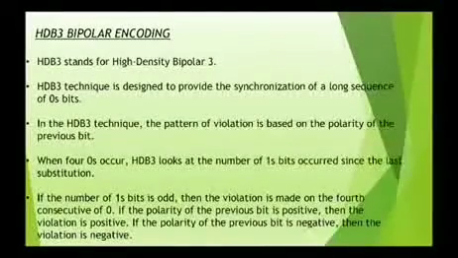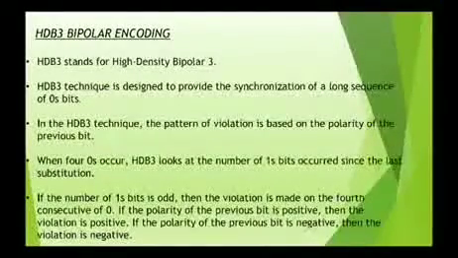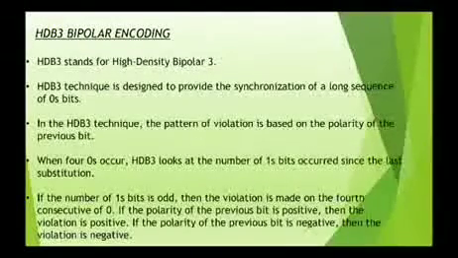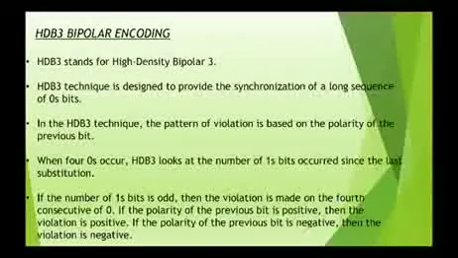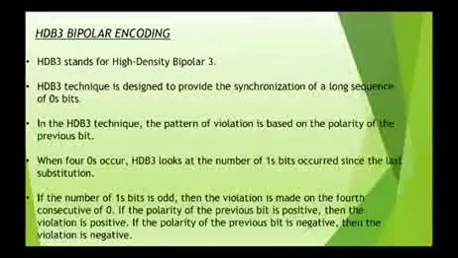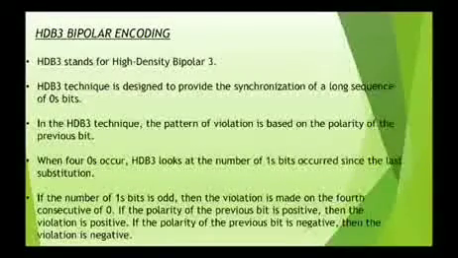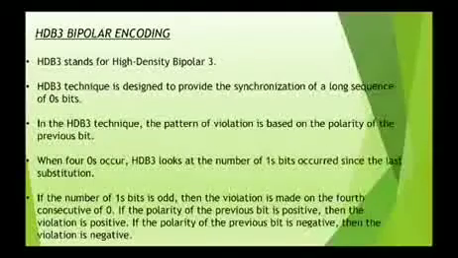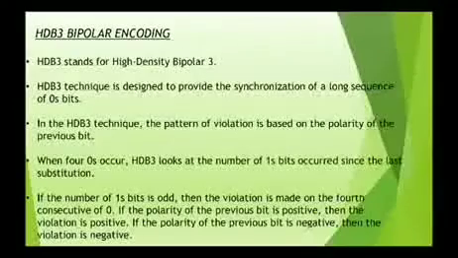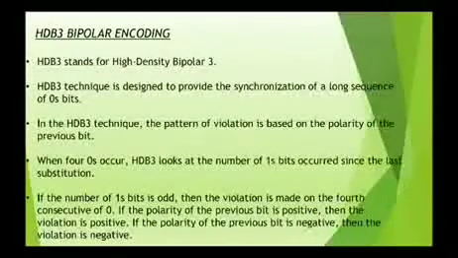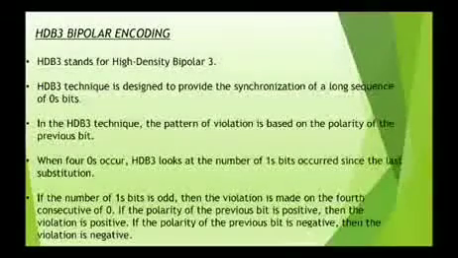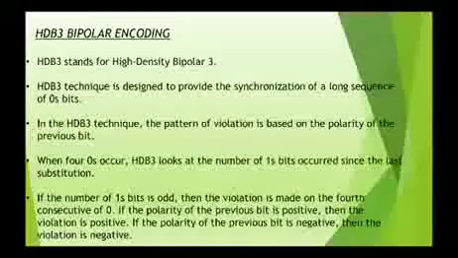And HDB3 bipolar encoding. HDB3 stands for high density bipolar 3. This technique is designed to provide synchronization of long sequences of zero bits. In the HDB3 technique, the pattern of violation is based on the polarity of the previous bit, as we discussed previously. In the previous scheme, you get synchronization only when there are 8 consecutive zeros, but in this one, when there are 4 consecutive zeros, HDB3 looks at the number of 1 bits that occurred since the last substitution. Here also it depends on the polarity of the previous 1 bit.